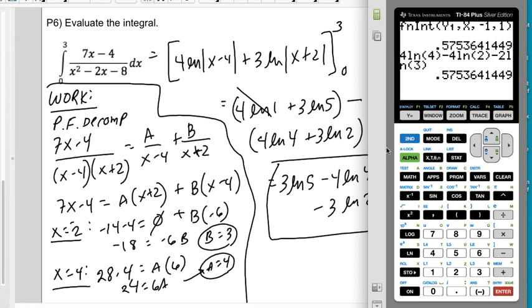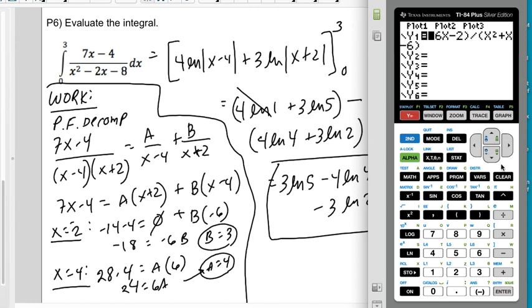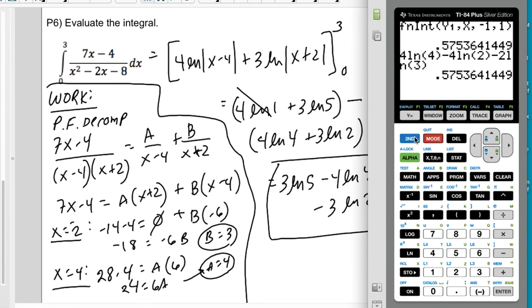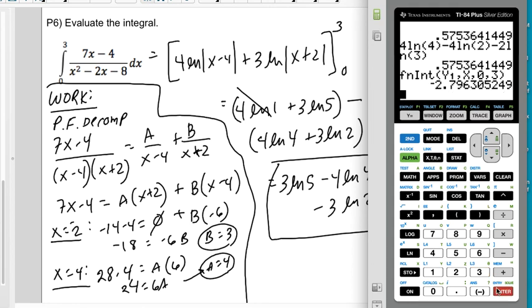So I'm going to go back to my y equals, right? I'm going to change this into a 7x minus 4, and I'm going to change this into an x squared minus a 2 in front of the x minus an 8. Cool. I'm going to quit out. I'm going to hit second enter a couple times because I'm kind of lazy. And then I need to change my bounds from 0 to 0 and 3 and hit enter. So we get an answer.